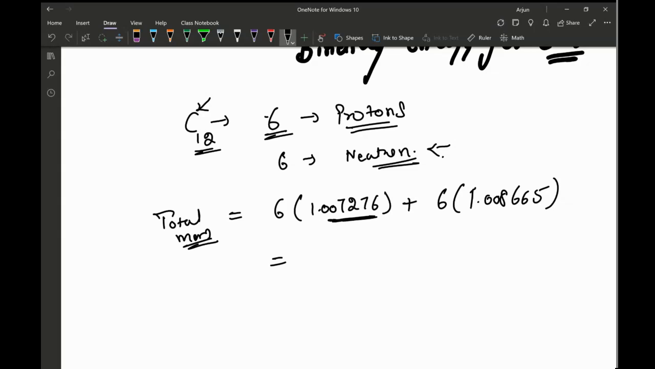So this will be 1.007276 multiplied by 6 plus 6 times 1.008665. That is 12.095646. Now that's the total mass.